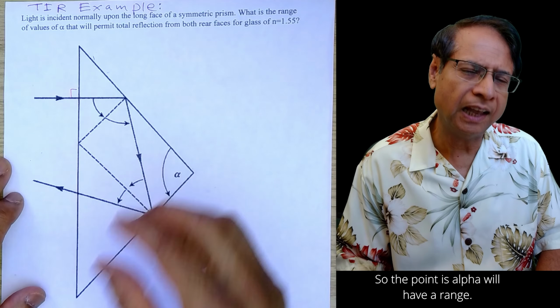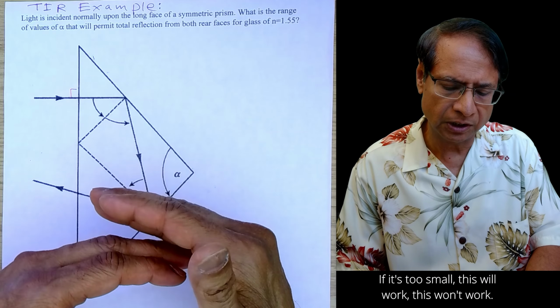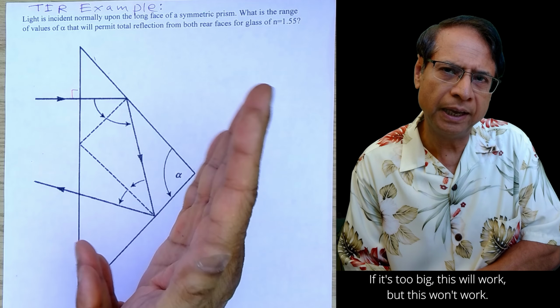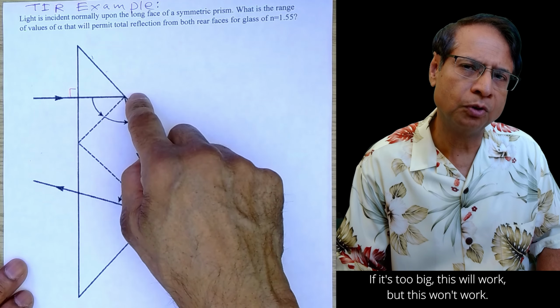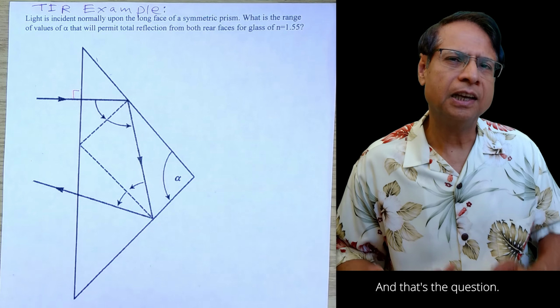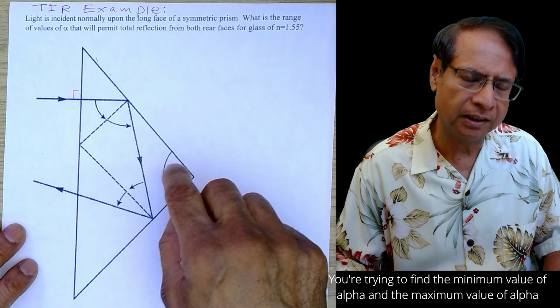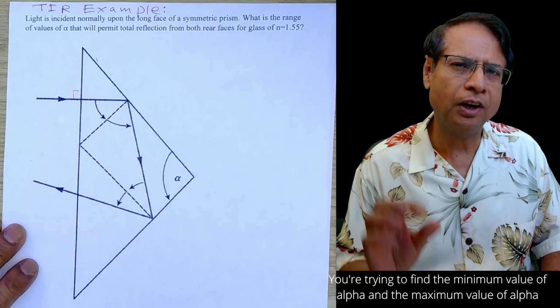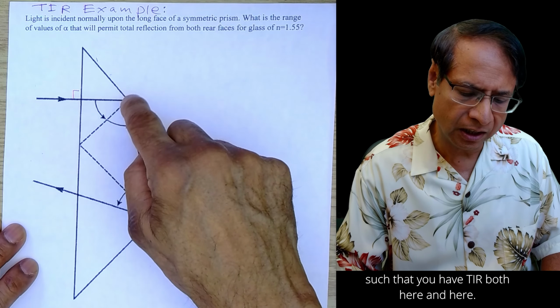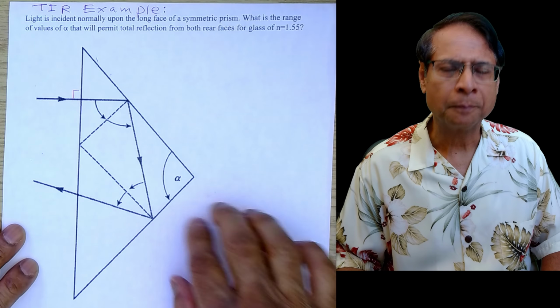So the point is, alpha will have a range. If it's too small, this will work, but this won't work. If it's too big, this will work, but this won't work. So for both of them to work, there's a range of alpha. And that's the question. You're trying to find the minimum value of alpha and the maximum value of alpha such that you have TIR both here and here. And so that's the question.